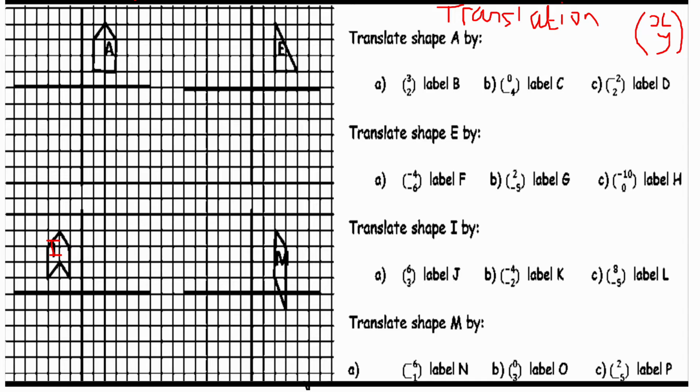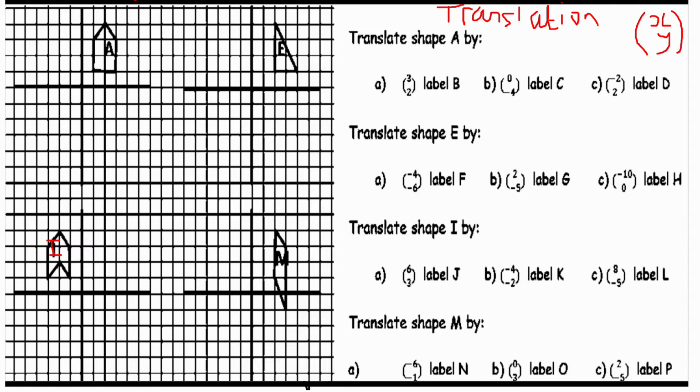Translate shape A by the vector (3, 2), and then label it as B. In general, if it's in vector form, the top number tells me how much I'm going right or left. If it's a positive number, it's going to the right. If it's a negative number, it's going to the left. And the bottom number tells me how much it goes up and down by. So the word translate is just a fancy way of saying moving a shape around. It still remains the same size and the same shape, but it's just been shifted and moved around.